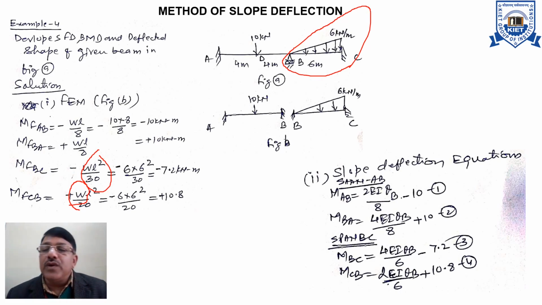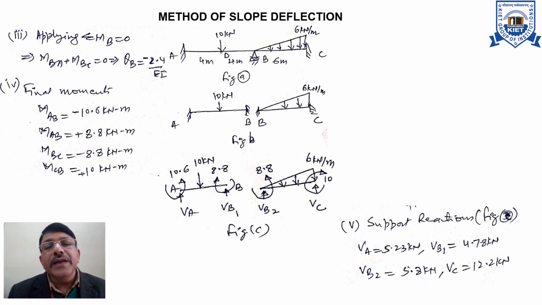Okay. Now we'll write down the slope deflection equation at A in the span AB. MAB equals 2 EI theta B upon 8, because theta A is going to become 0, being the fixed end, minus the fixed end moment due to the loads here. Similarly, MBA like this. Then in the span BC, we can write down the equations for MBC and MCB as we have mentioned here.